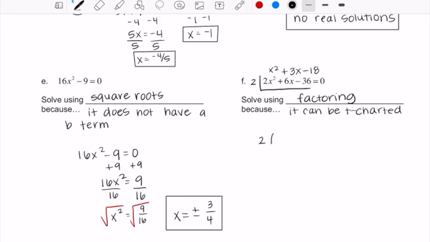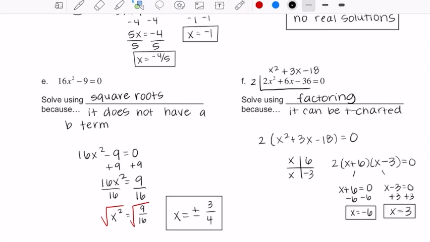So I factored out the 2, and then I'm going to t-chart what's left over. So two numbers that times to give me -18, that add to give me +3 are 6 and -3. I'll write my equation in factored form, and then I'll use the zero product property to solve for the two zeros. And so my two solutions for this one are -6 and +3.